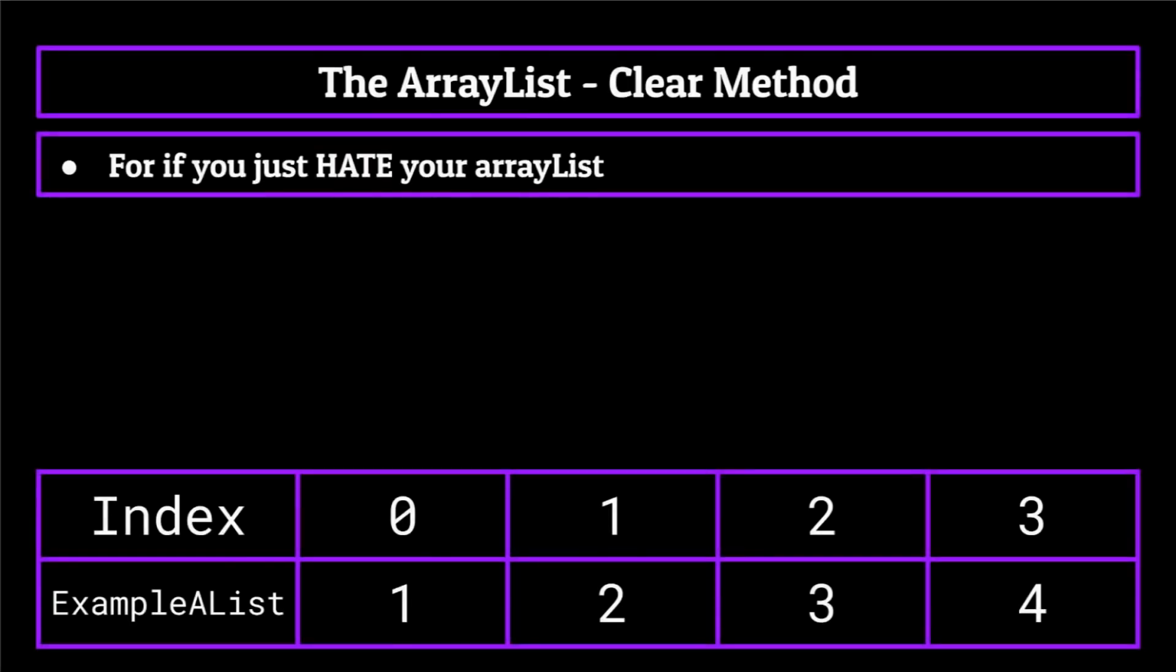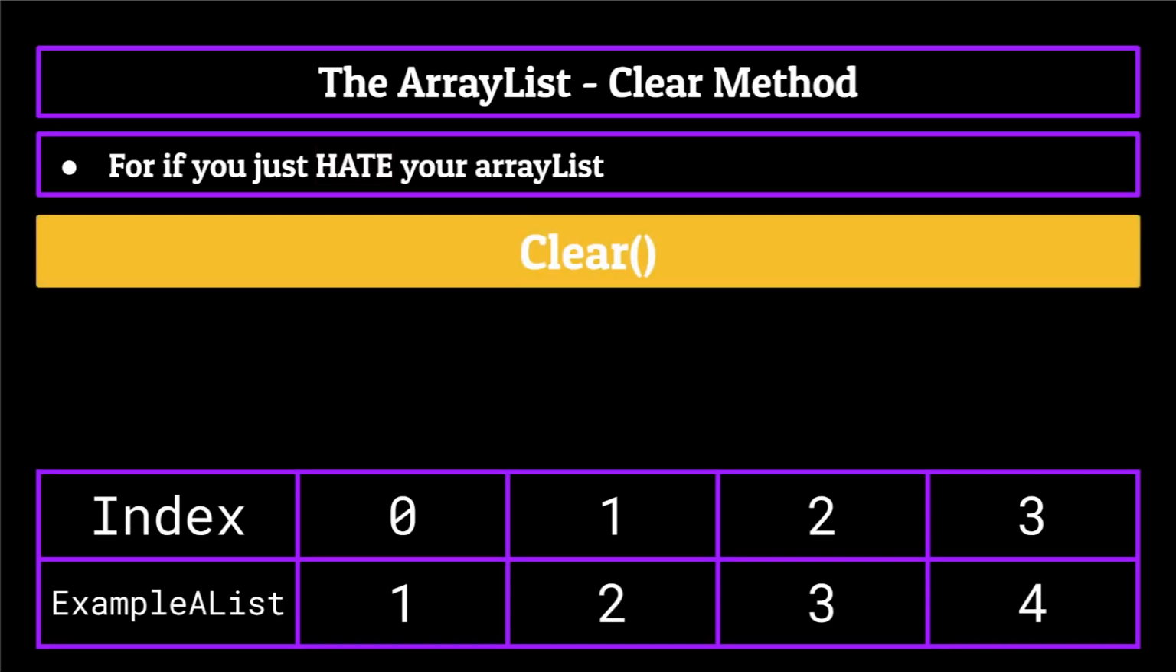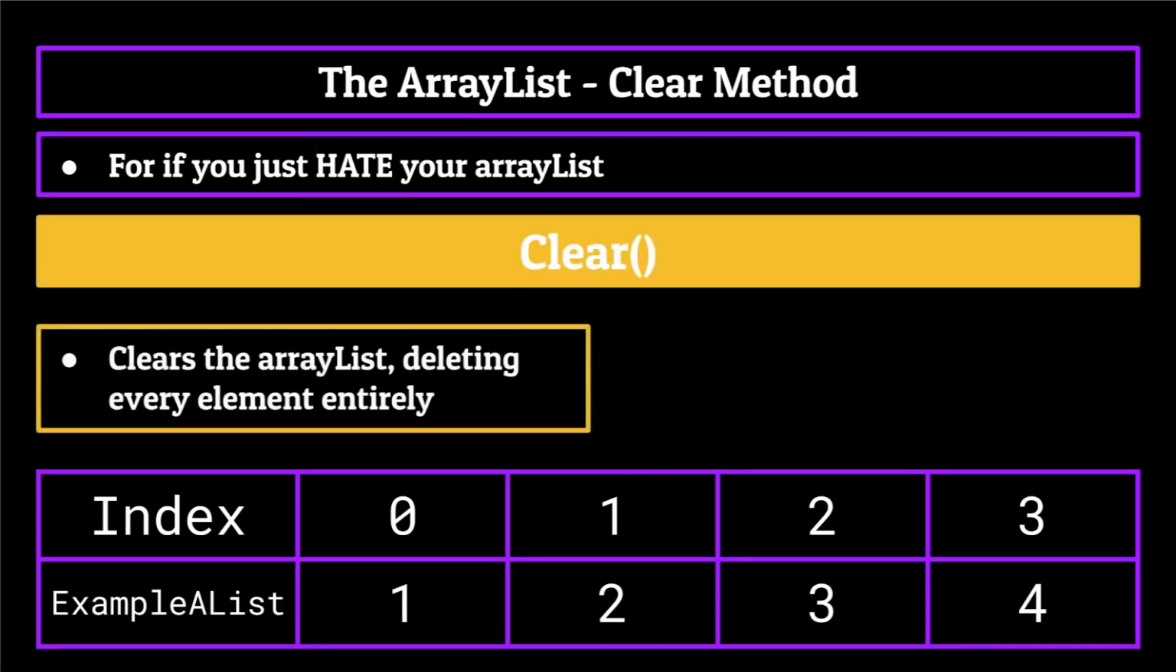Next up is the clear method, for when you simply just hate your array list. This is perhaps the simplest of them all. It does not take in any arguments and will simply clear the array list, deleting every element entirely.